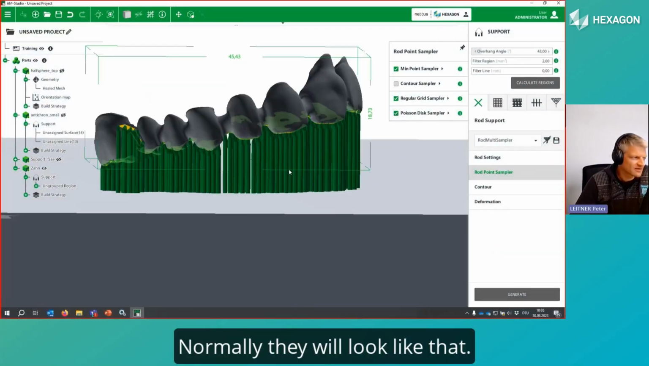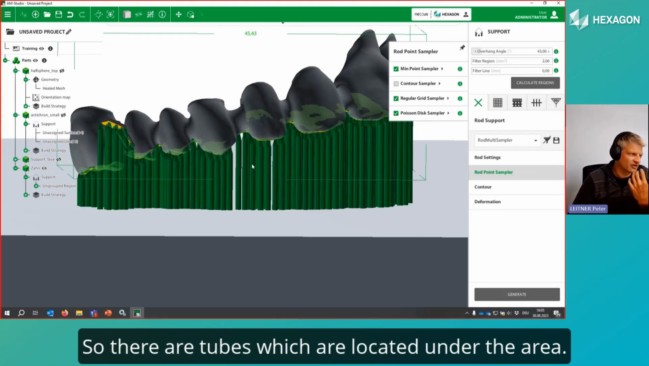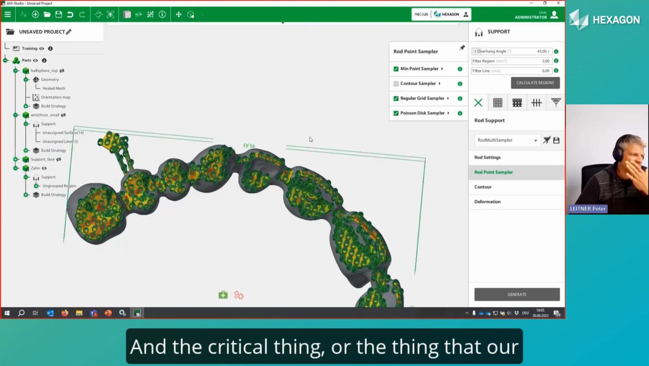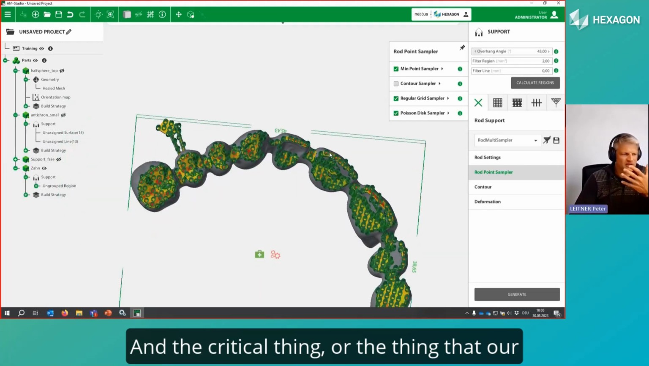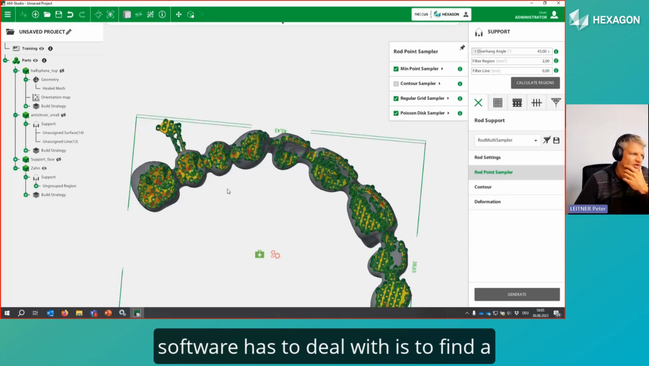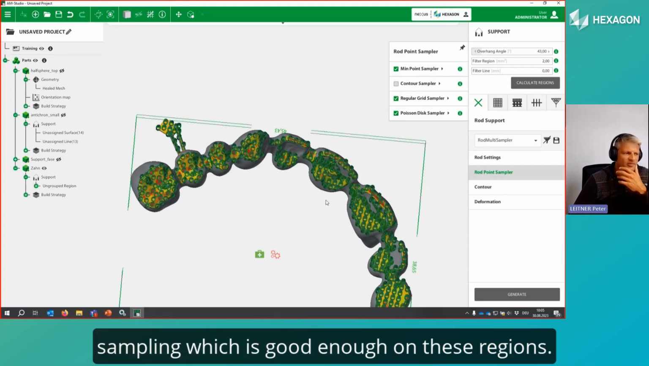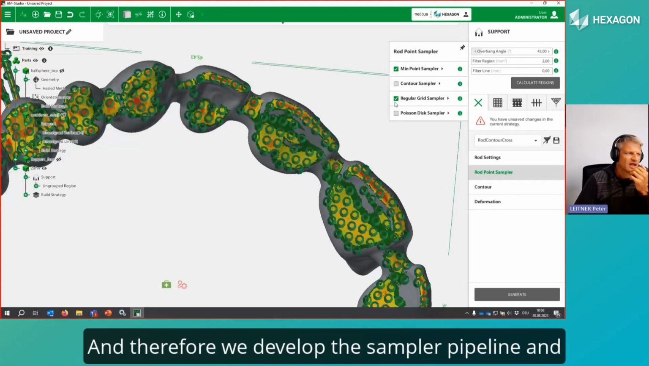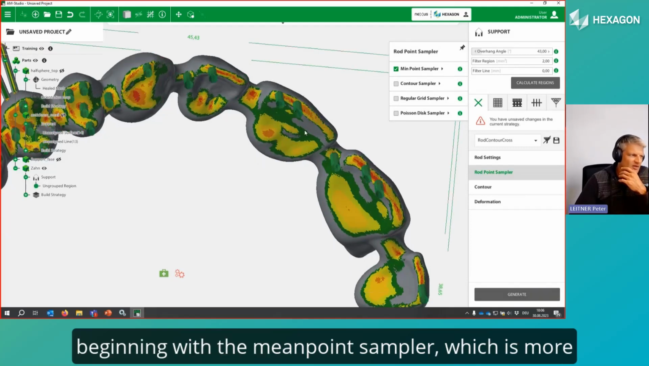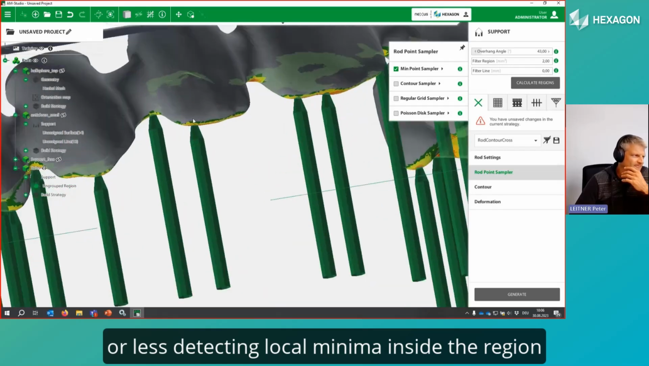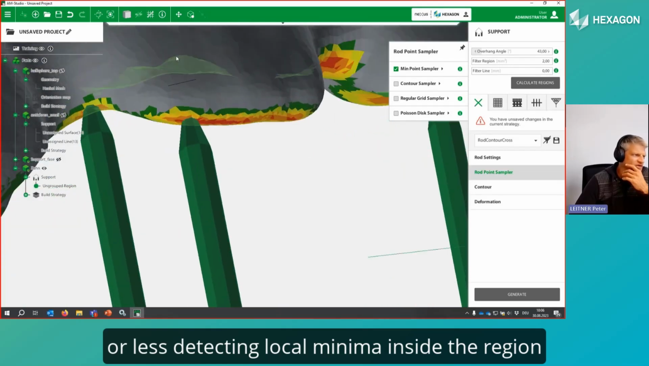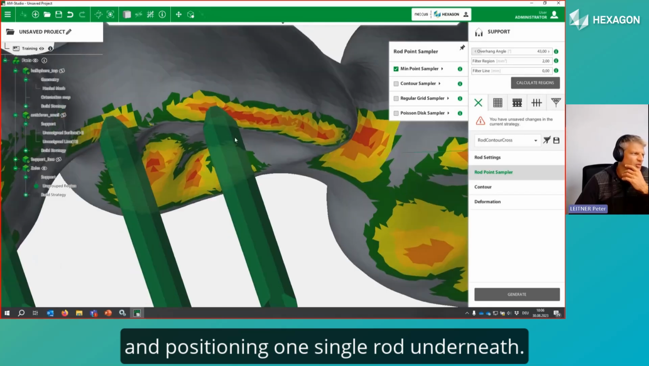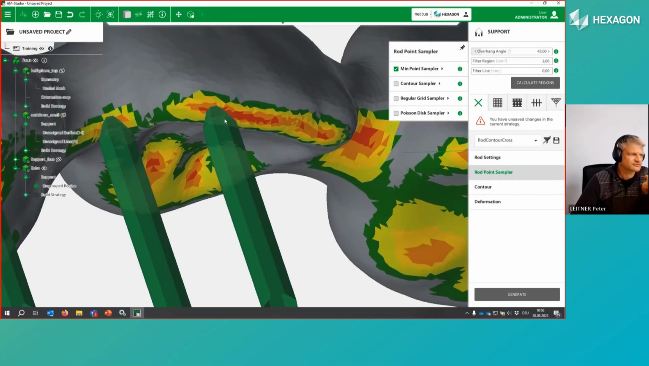Normally they will look like that. So there are tubes which are located under the area, and the critical thing that our software has to deal with is to find a sampling which is good enough on these regions. Therefore we developed the sampler pipeline, beginning with the mean point sampler, which is more or less detecting local minima inside the region and positioning one single rod underneath.